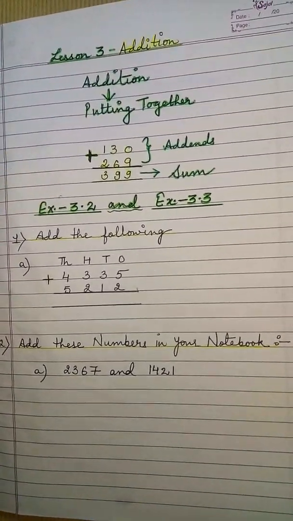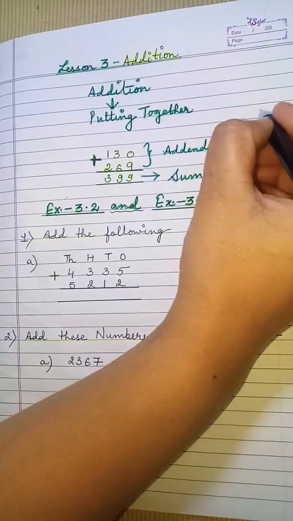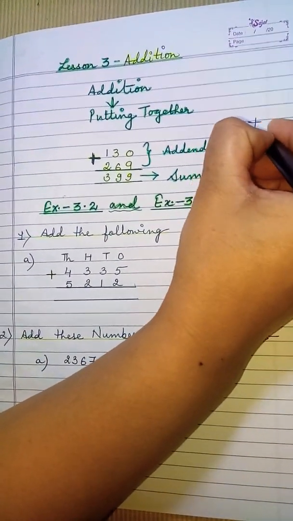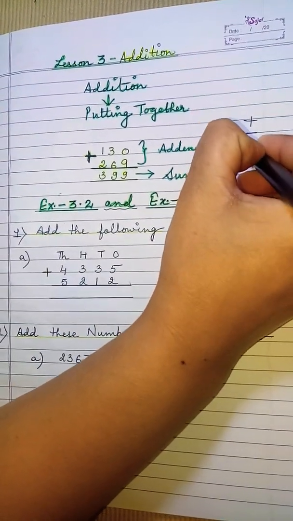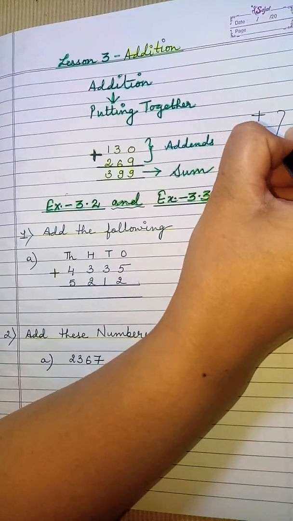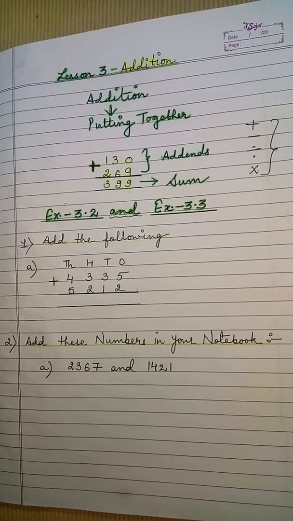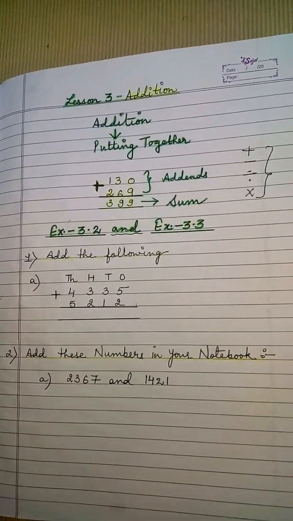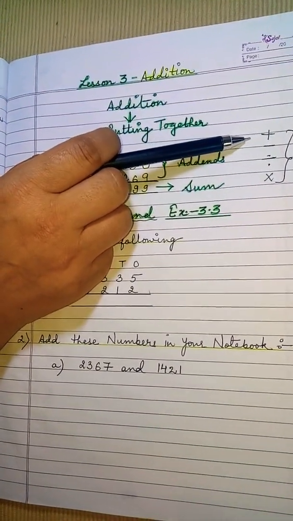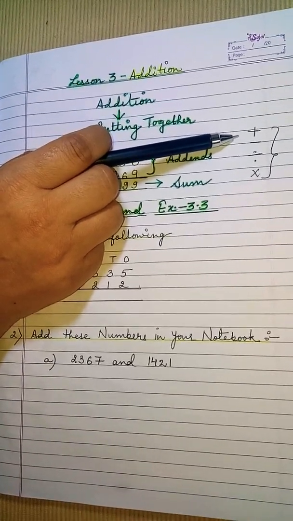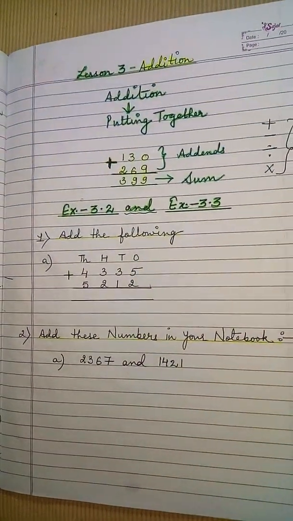In maths we have four mathematical operations. They are addition, subtraction, division and multiplication. So we have four mathematical operations in maths. But in this lesson we'll deal with addition. We will learn adding 4-digit numbers.